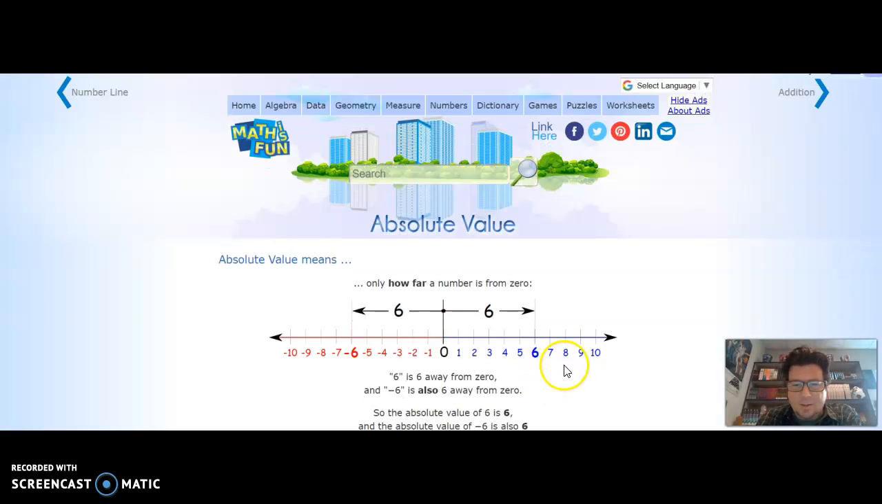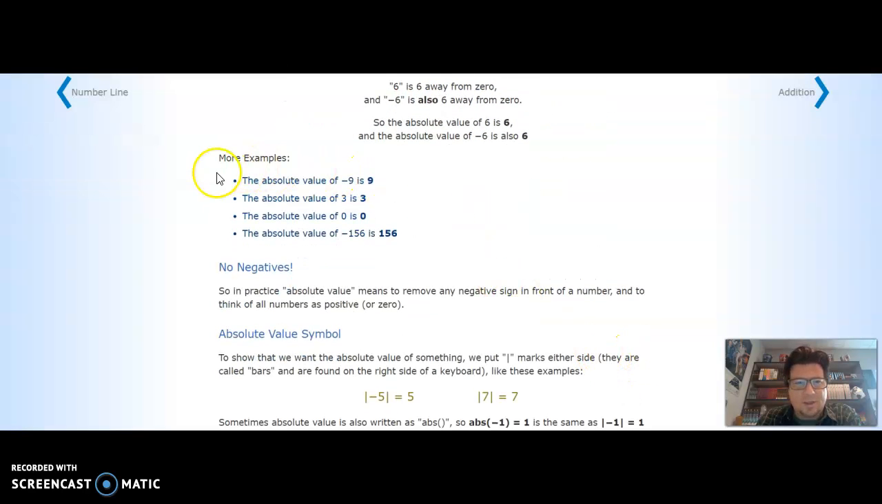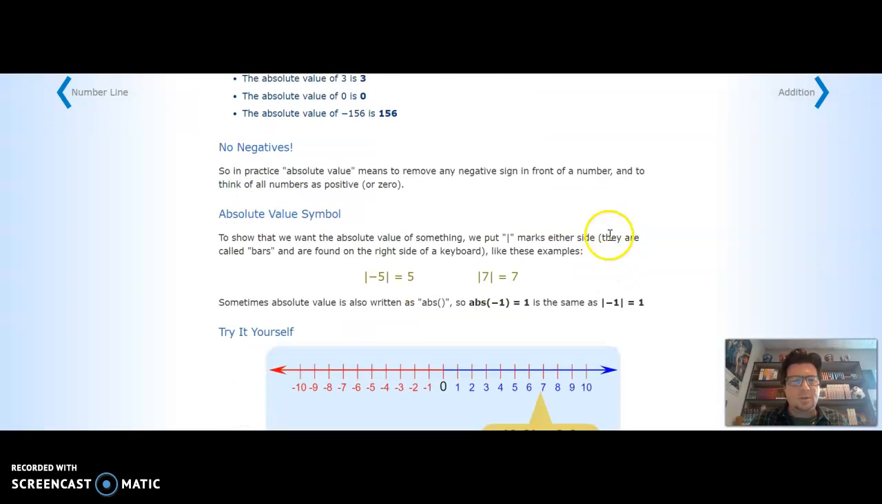All right? So 6 is 6 away from 0. Negative 6 is also 6 away from 0. So it is 6. Now, if you look at these examples, 3 is 3, 0 is 0. That's kind of cheating. 0 doesn't have a value. No matter what it is, if it's positive or negative, its absolute value is always going to be positive. You just remember that, you got it, okay? It's just how many spaces away from 0 it is. That's its absolute value. So no negatives, don't be negative, no negativity here, all right?